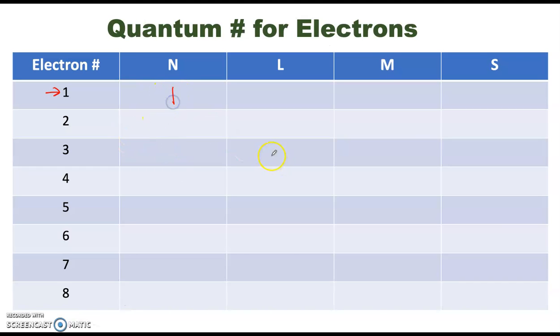Now, if I go back, that electron went in the first energy level. It was in an s sublevel, and s sublevels always have a magnetic number of 0. And it was a plus 1/2 spin. It was an up spin.